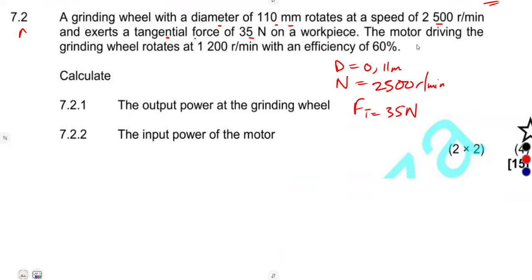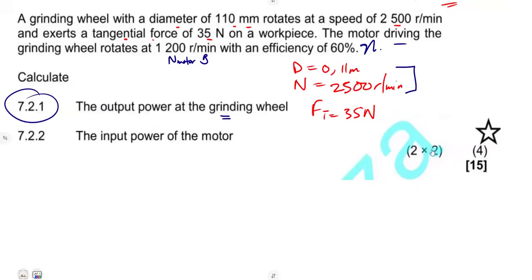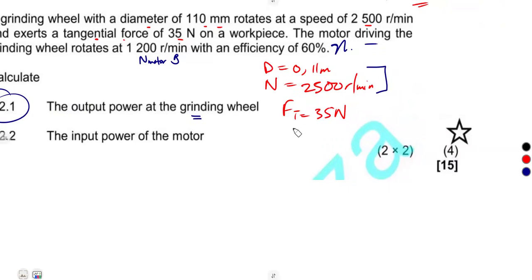Then the motor driving the grinding wheel rotates it. So this is the speed of the motor. The speed of the motor is given, and this is the efficiency. All right. So calculate 7.2.1, the output power at the grinding wheel. So here, since we have diameter and speed, we can have the velocity so that we can calculate power from the tangential force.